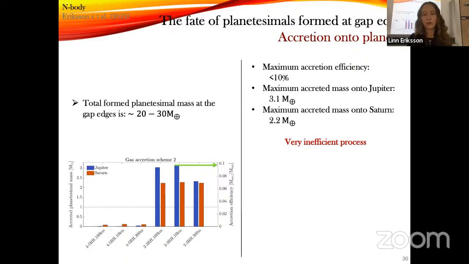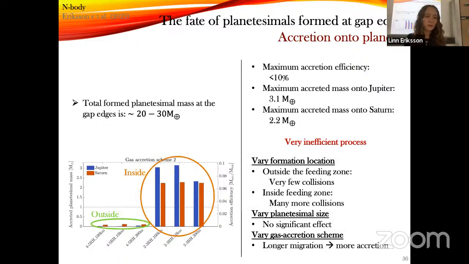But then we can also look at how things vary, of course. If we start by looking at the formation location, so if we form them inside the feeding zone, which here is like 2 to 3 Hill radii, then yes, we do accrete a little bit.